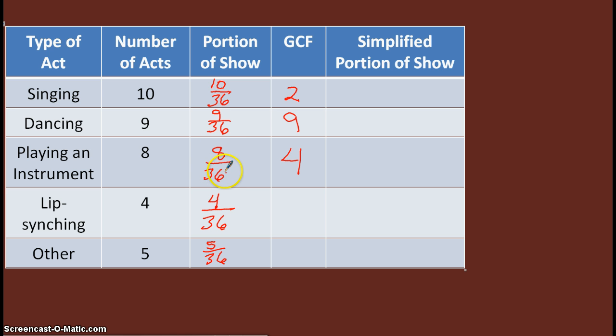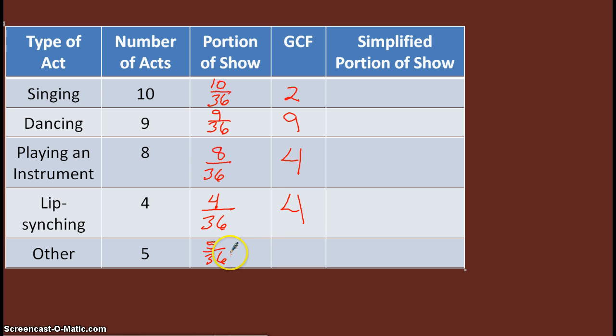The factors of 36, there's several of them, but the only ones that 36 shares with 8 would be 1 and 2 and 4. And the greatest factor among those would be 4. And here we have 4 and 36. I know 4 is a factor of 36, and 36 is a multiple of 4. I know that 4 will go into itself 1 time, and it will go into 36 9 times. So 4 would be the greatest common factor for 4 and 36.